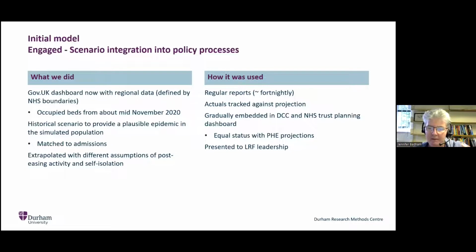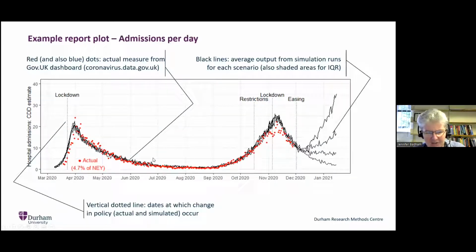We had equal status in this dashboard with the official Public Health England projections. We were also starting to talk to the LRF leadership rather than the intelligence team. So we'd got more and more deeply embedded in the policy planning process. And this is a typical thing from one of these reports. The red dots are the actuals. This is admissions. We also later on were able to add the Durham county level, not just the Northeast and Yorkshire level, but this is just Northeast and Yorkshire.